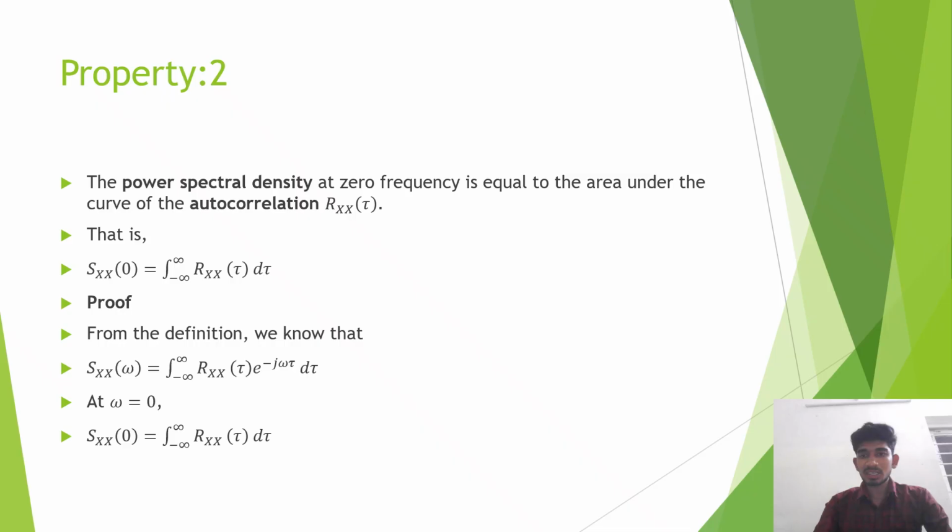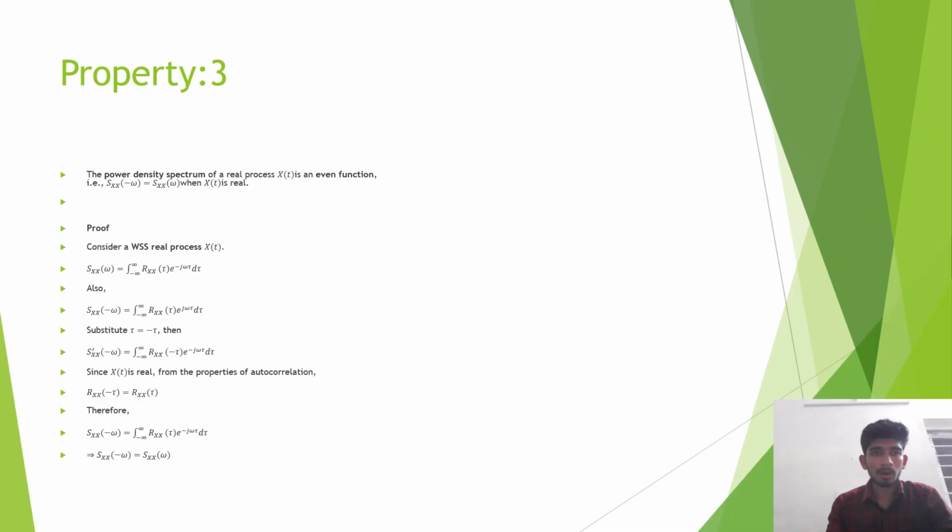Proof. From the definition, we know that Sxx(omega) is equal to the integral from minus infinity to infinity of Rxx(tau) e^(-j omega tau) d tau. Put omega equal to 0. Sxx(0) is equal to the integral from minus infinity to infinity of Rxx(tau) d tau. Property 3. The power density spectrum of a real process X(t) is an even function, that is Sxx(minus omega) is equal to Sxx(omega) when X(t) is real.